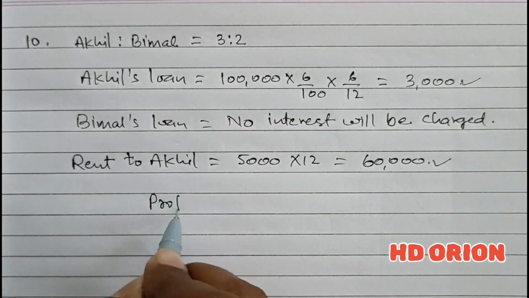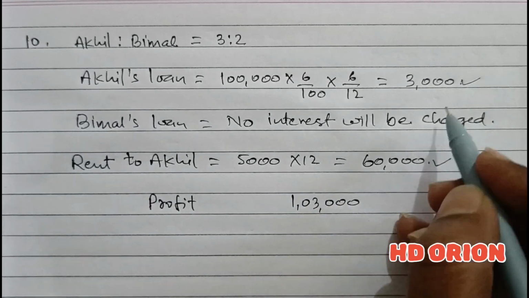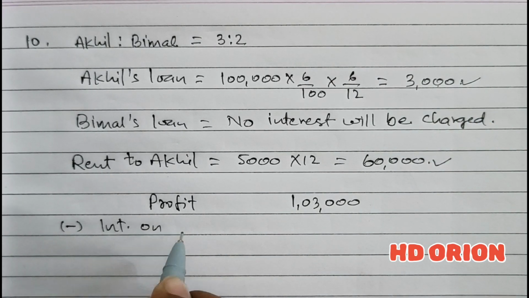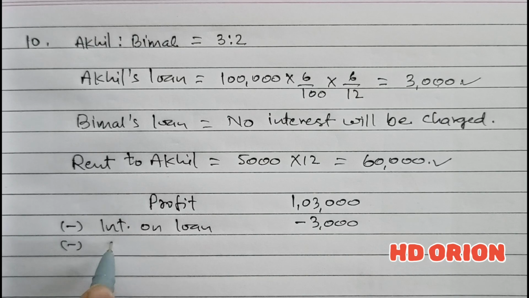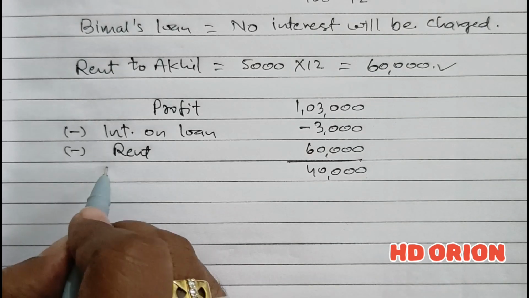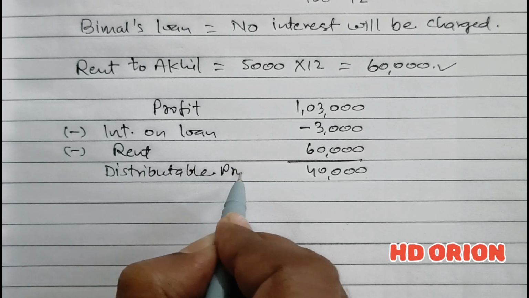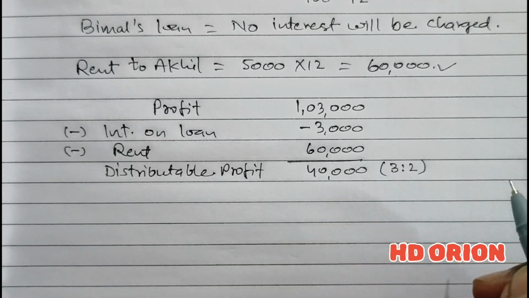So what is the profit? The firm's profit is rupees 1,03,000. And now out of this profit we have to deduct these two. So less interest on loan, that is 3,000 rupees, and also less rent, that is rupees 60,000. Now we get rupees 40,000 as the remaining profit, and this is the distributable profit, which will be paid to the partners in the profit sharing ratio, that is 3:2.